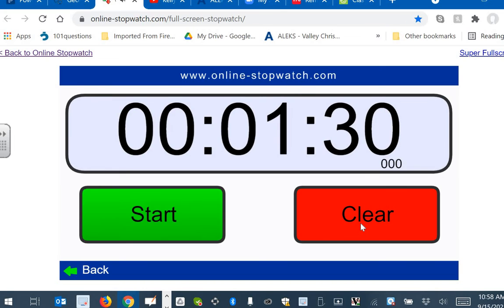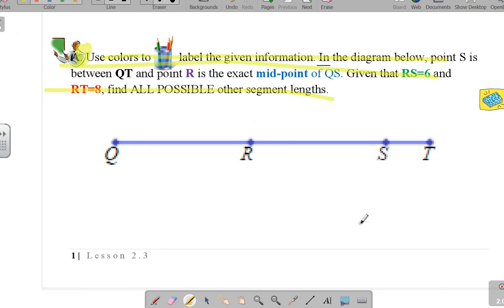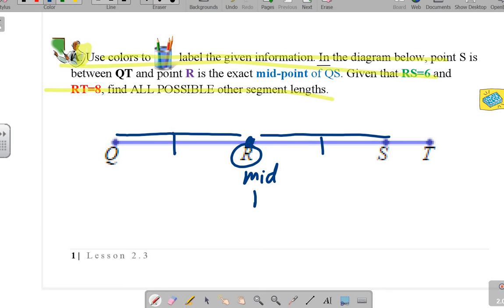Alrighty, guys. If you didn't finish, totally okay. Let's just see how far you got, okay? Fabulous. A couple things you should have noticed. It says R is the exact midpoint of here to here, which means you should have hatch marks. If you do not have hatch marks, that was not a midpoint. So that's super important.